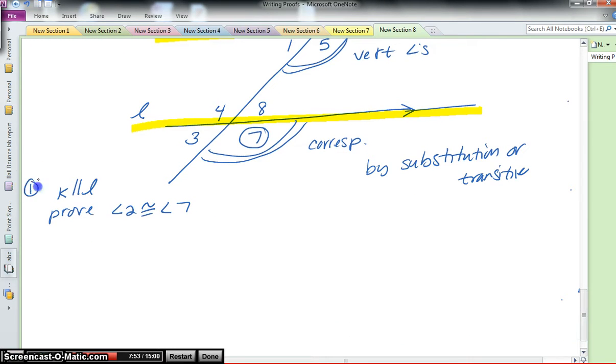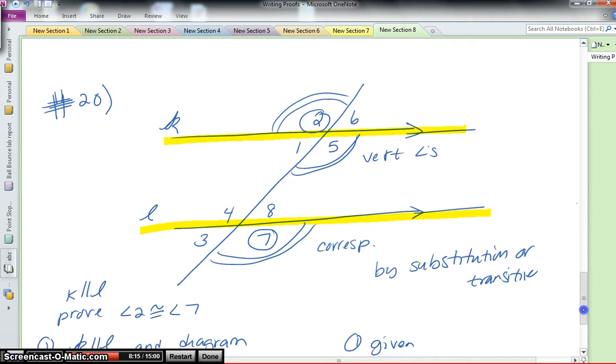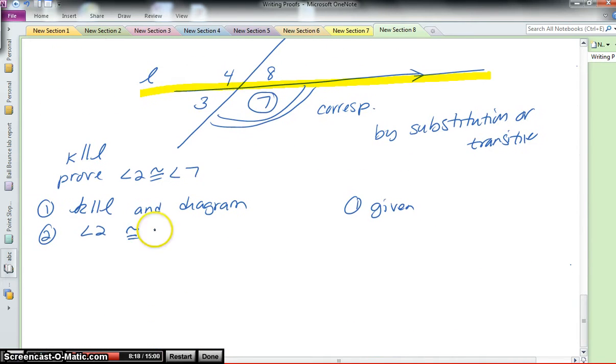So here's our given. So let's start down here with 1. K parallel to L, and the diagram. Those are our givens. And we're just putting in the steps. Angle 2, that was, from up here, congruent to angle 5. And that was by vertical angles. Angle 5 congruent to angle 7.